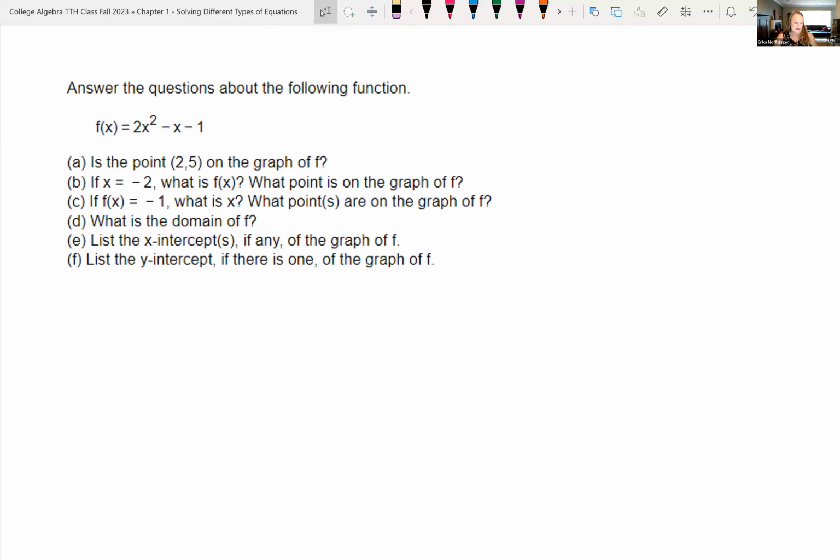So right now we're dealing with functions in our class, and we're looking at a function f of x equals 2x squared minus x minus 1. And the first question wants to know, is (2, 5) on the graph of f?